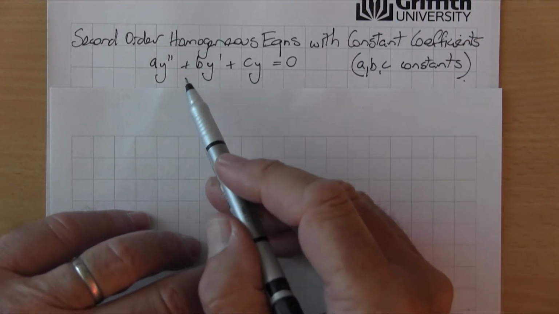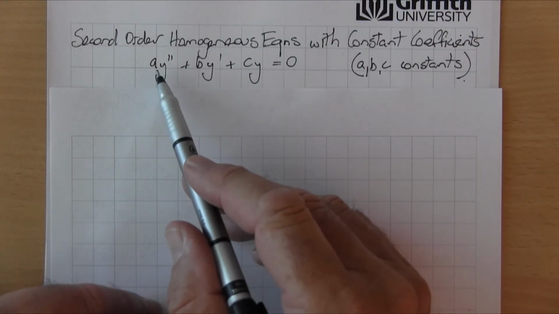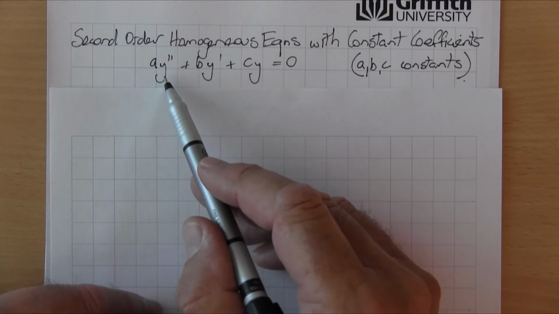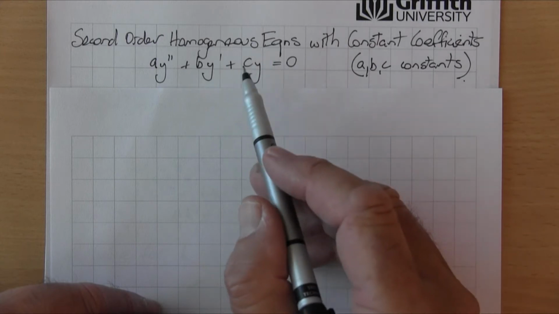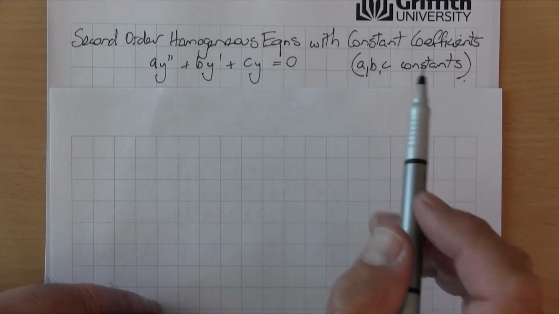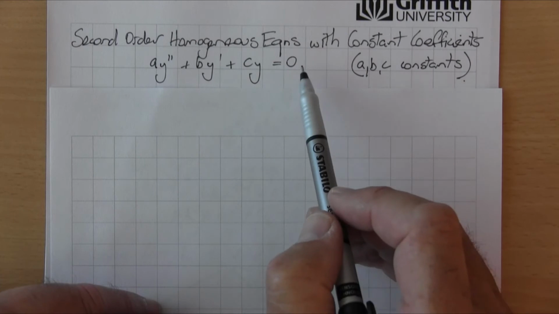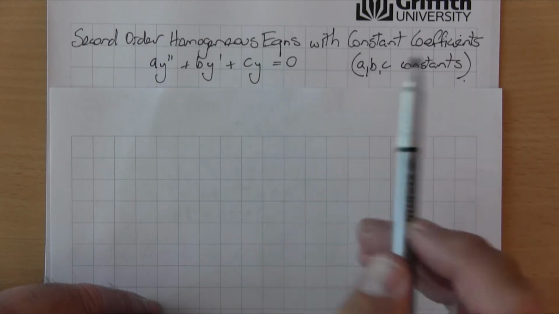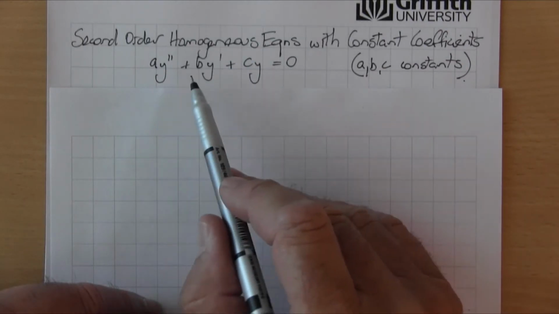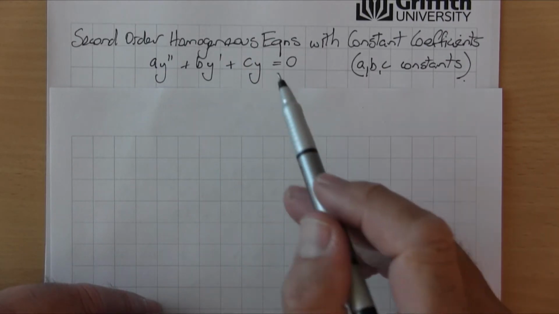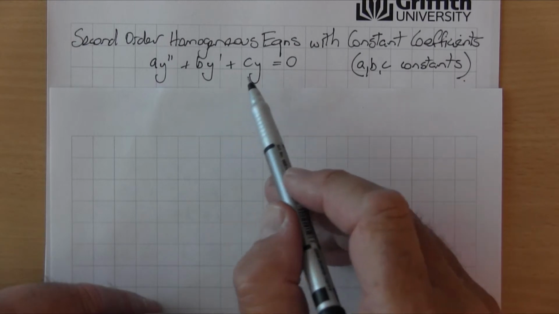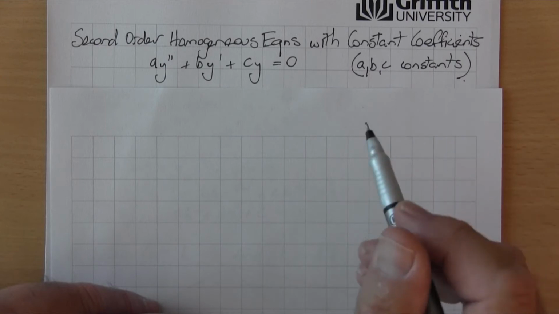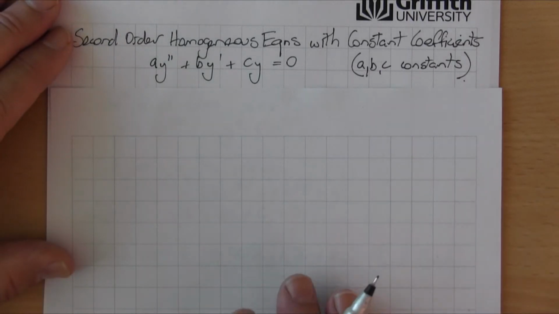In order to solve differential equations of the form ay'' (which means d²y/dx², the second derivative) + by' + cy = 0, where a, b, c are constants, we've got a homogeneous situation because the right hand side is equal to 0. We've got constant coefficients a, b and c. We have a template of 3 or 4 steps that will allow you to actually solve these. So let's go through those.